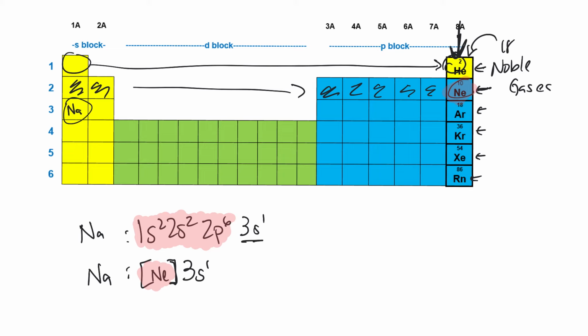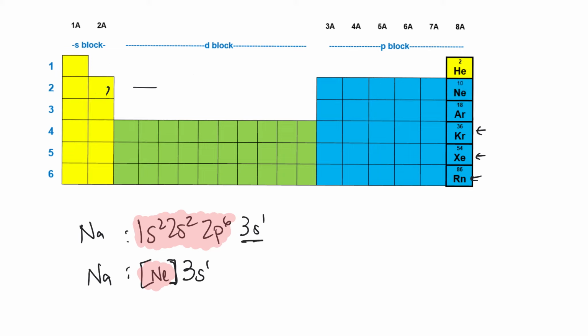Let me erase all this, so we can see exactly what I'm talking about. Let's say that we're going to write the electron configuration for the atom of bromine. Bromine has 35 electrons. I'm going to write it twice. I'm going to show you the longhand, and then I'm going to show you the noble gas configuration. Now bromine resides here, to the left of krypton. Let's go ahead and write this out.